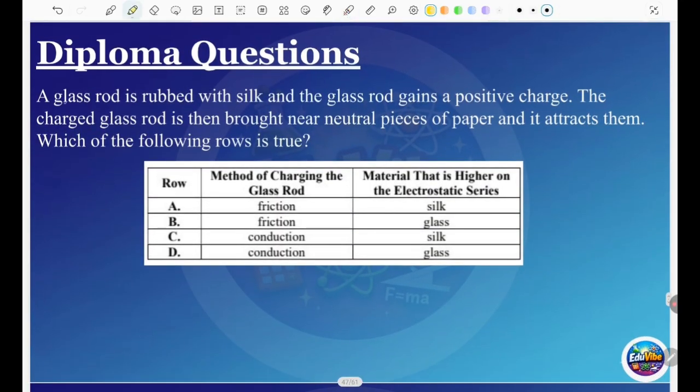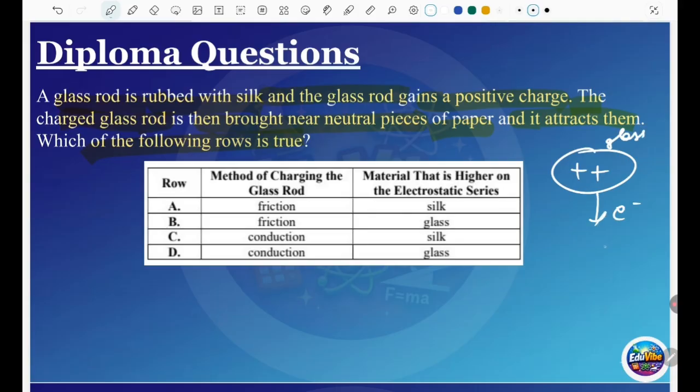It says that a glass rod is rubbed with silk and the glass rod gains a positive charge. The charged glass rod is then brought near neutral pieces of paper and it attracts them. Which of the following is true? So we have a positive glass rod, and the electrons move over to the silk, and the silk gets the negative charge. The silk has a negative charge on it, and when the rod goes to the papers, it attracts those neutral particles.